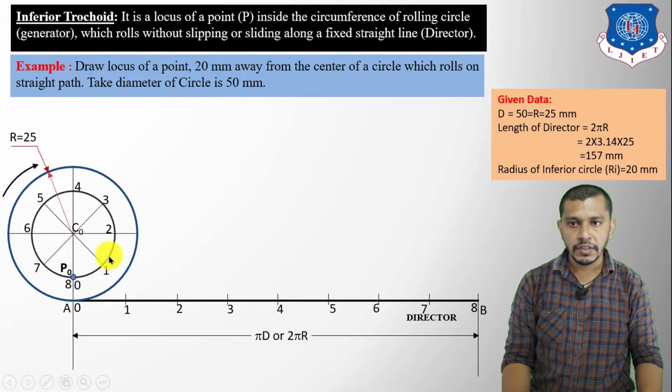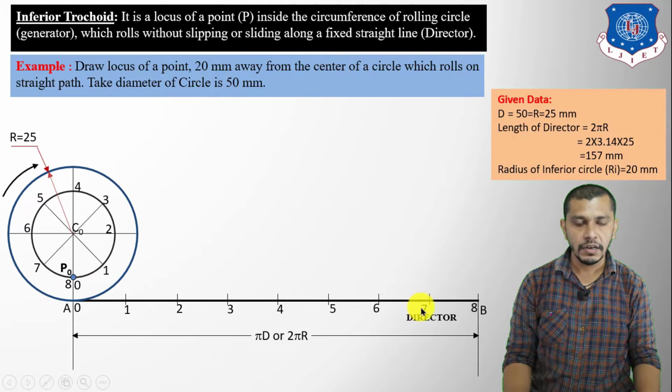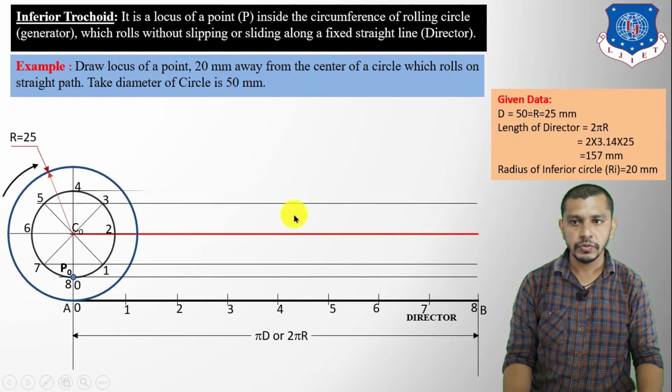After marking the points on the inferior circle, now draw lines parallel to the line of the director from the points of the inferior circle. So from 1, 2, 3, 4, 5, 6, 7, draw lines parallel to the line of the director, starting from 0, 1, 2, 3, 4.